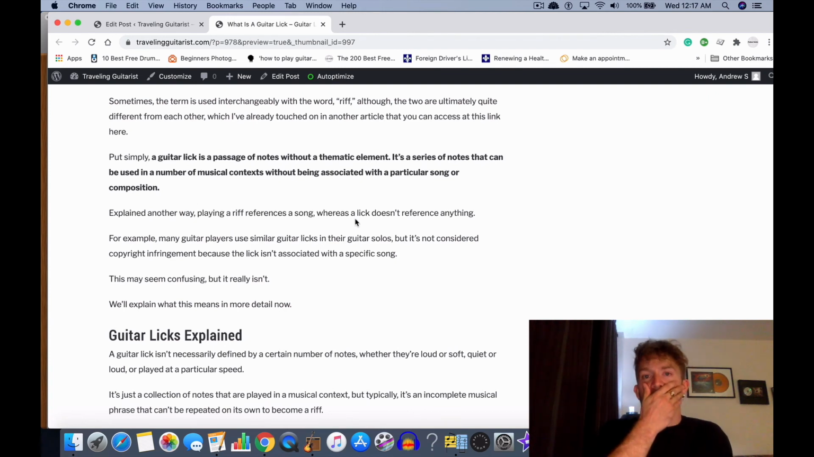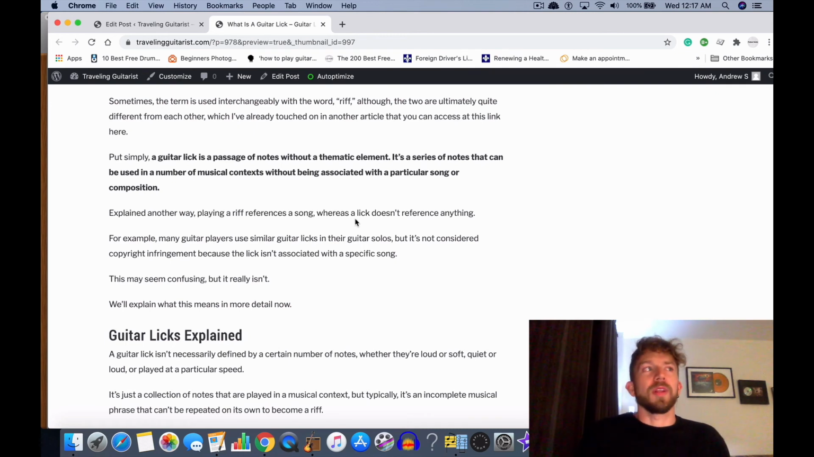A lick is different because with a lick, different players can play the same lick in different songs, but no one really associates it with any one song. You know what I mean? It's just a series of notes that's not complete. It's an incomplete musical phrase.